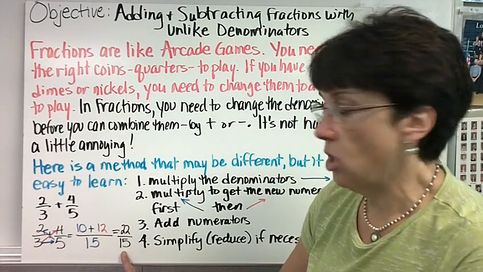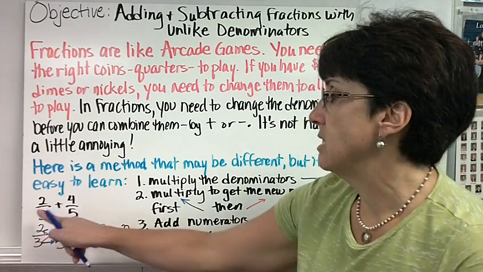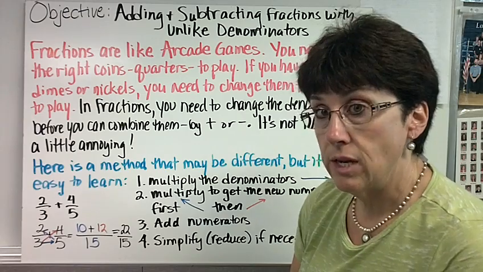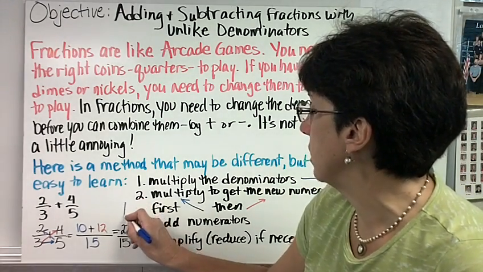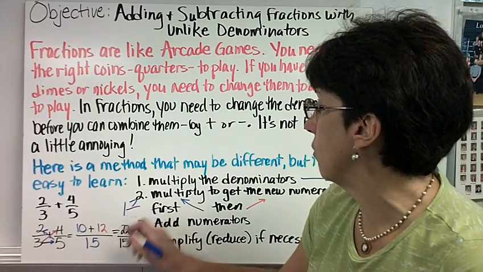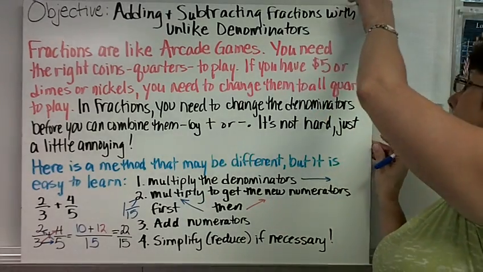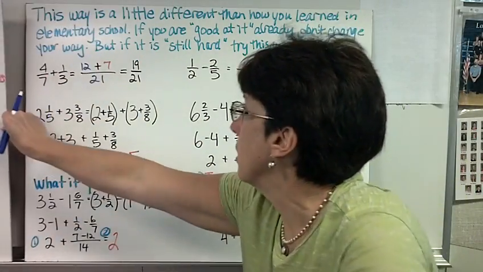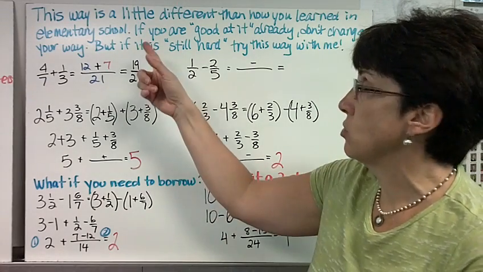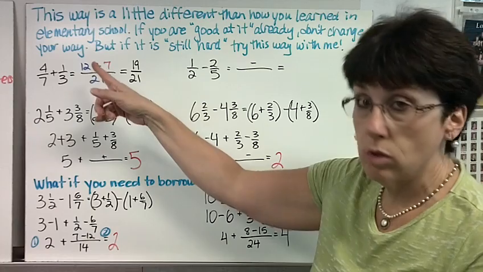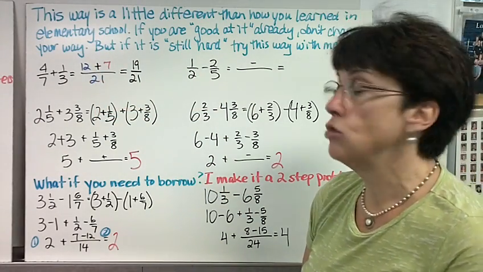There's nothing that's in common. If I wanted to, I could change it to be a mixed number, but since they didn't start as mixed numbers, I don't need to. But if I did, I would say 15 goes into 22 one time with 7 left over, and it's still the denominator 15. Okay? So, like I said, this way is a little different than how you learned in elementary school. If you're good at it already, don't worry. Don't change your way. But if it's still hard, try this way, because it might be easier for you.